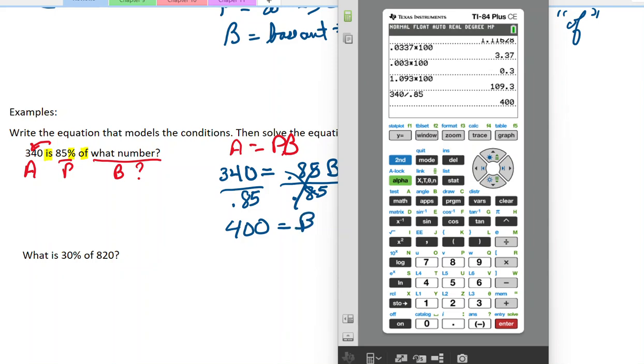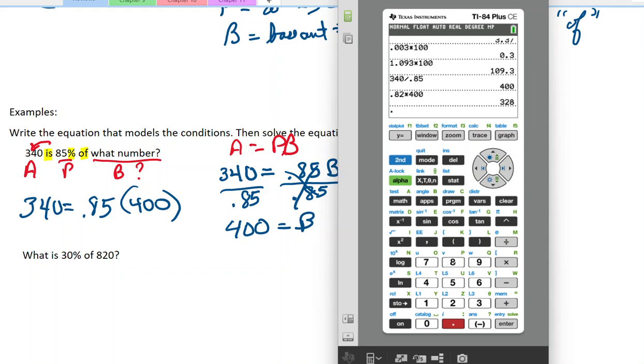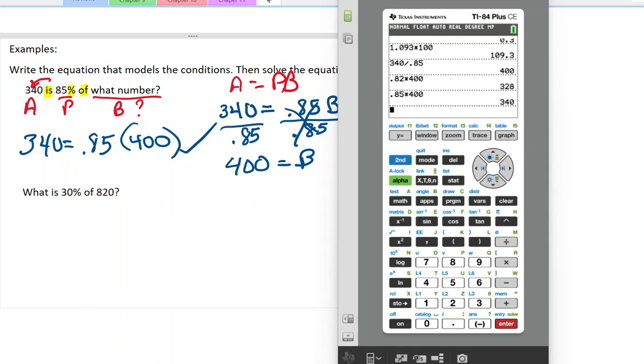All right, so we want to check. 340 has to be 85% of 400. All right, so we're going to do that multiplication. 0.85 times the 400 should equal, looky there. Oh, sorry, I didn't do a 0.85. Sorry, 0.85 times 400. There it is, 340. So it checks. That is true.